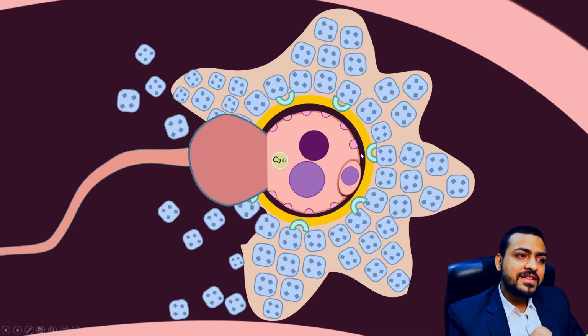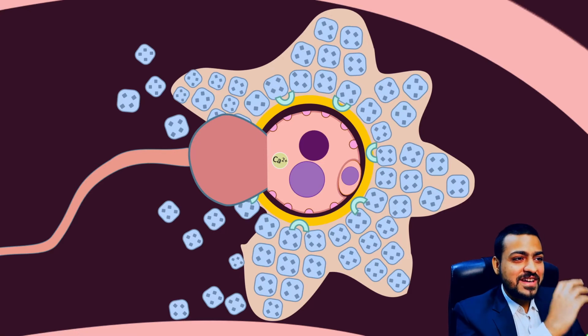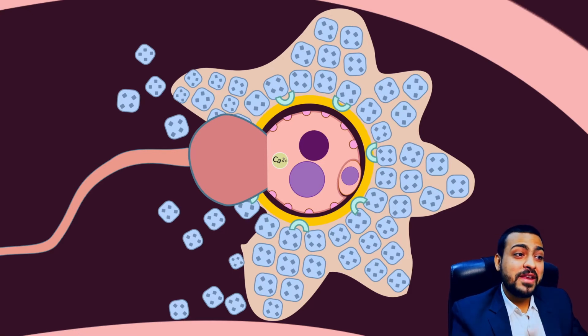By the way, why is it called perivitelline space? Peri means near, vitelline means vitelline membrane. It is near the vitelline membrane. Where is the vitelline membrane here? What do you think? There is no vitelline membrane here, but there is a perivitelline space here. Well, that makes no sense.